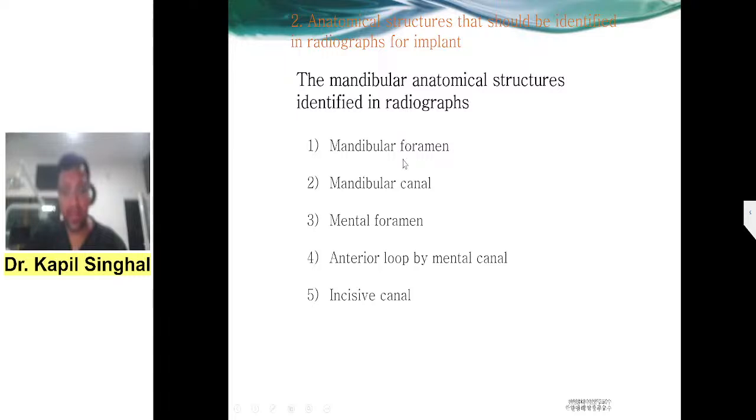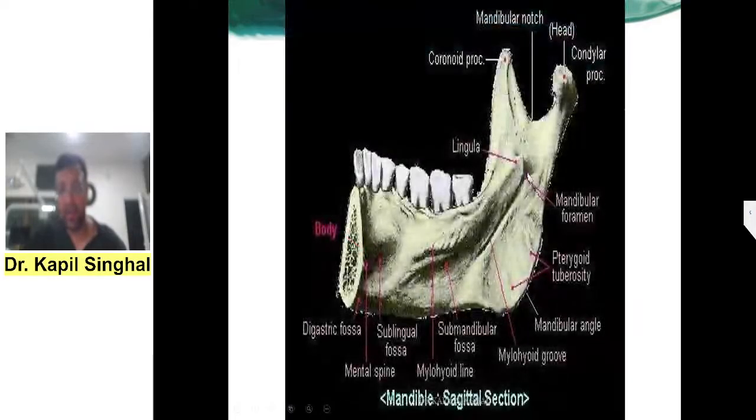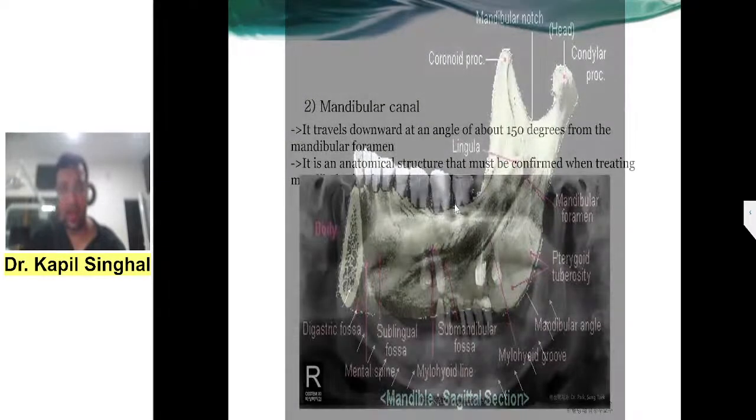In mandible, there are mandibular foramen, mandibular canal, mental foramen, there is a loop of mental canal and incisive canal. Let's see them one by one. So this is the mandibular foramen. It is present on the lingual side of the ramus. It is a foramen through which the inferior alveolar nerve will enter inside the mandible and runs in the mandibular canal. Okay.